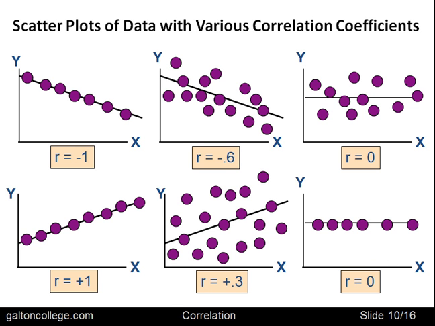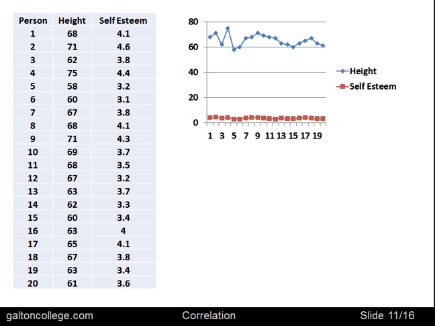Now if we look at a calculation here, let's say we have people in a class, just pretend, and let's say we have 20 people in the class, and we measure their heights in centimeters. And we also have some sort of index, a psychological index, for measuring their self-esteem, how they see themselves.